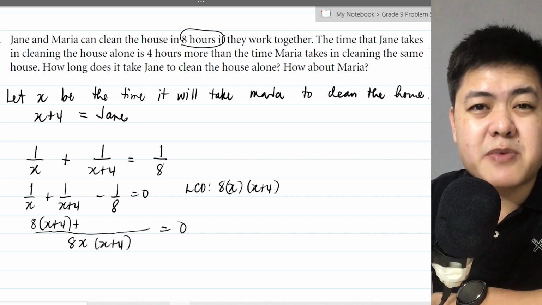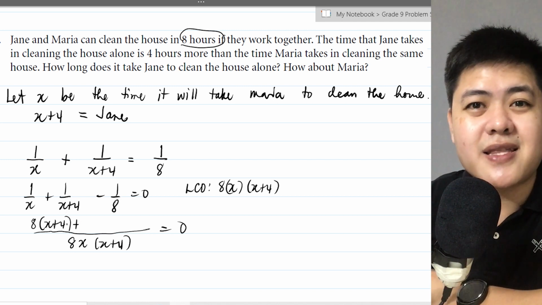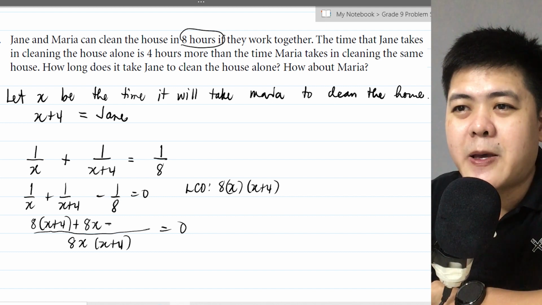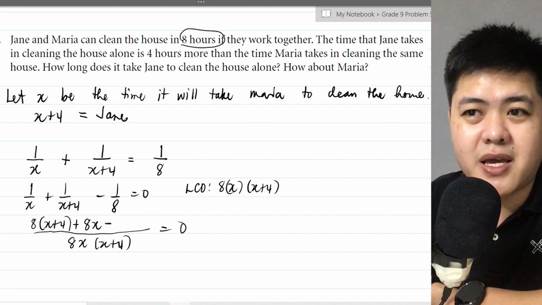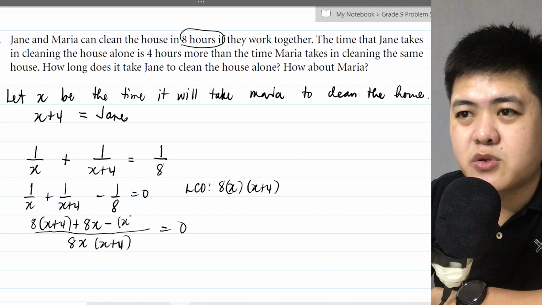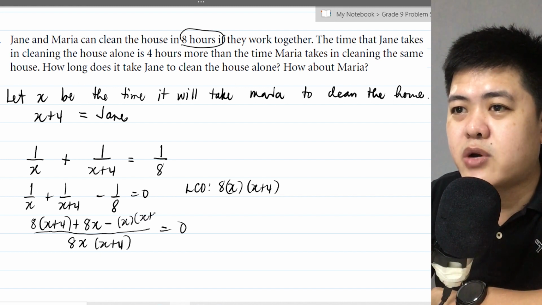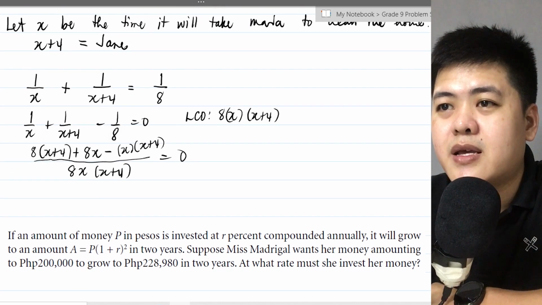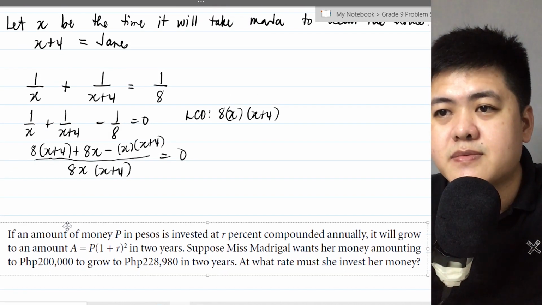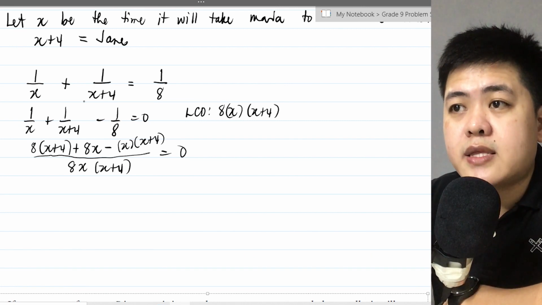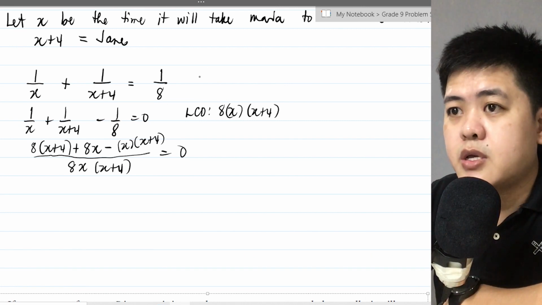On the other side, for x plus 4, what's missing is 8x. It multiplies with 1. So, that will become 8x. Minus, for the 8, 8x times x plus 4 divided by 8, what's missing there is x times x plus 4. But there's a minus sign, so do not forget the parentheses, because you'll get confused when you simplify if you didn't put parentheses. Let's simplify this. So, this will become 8x.